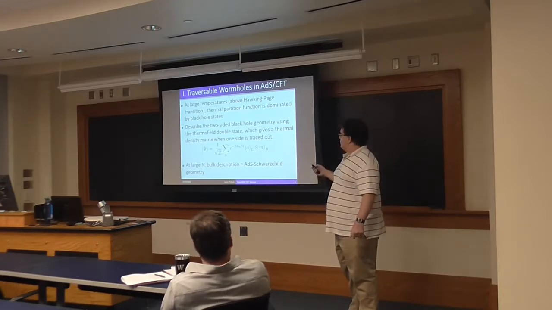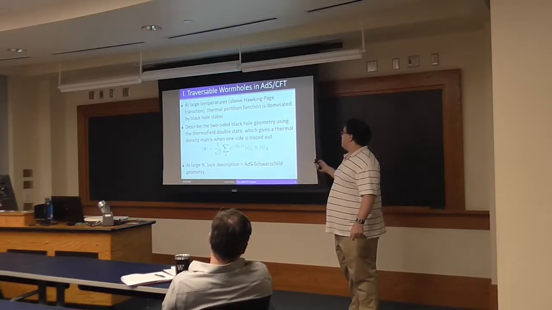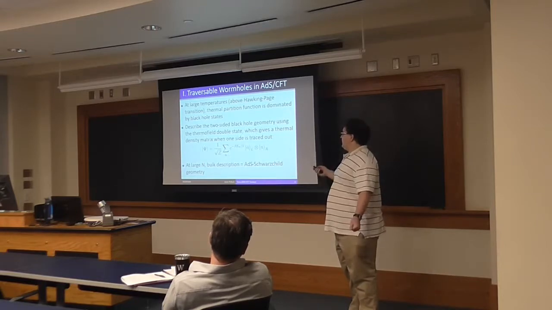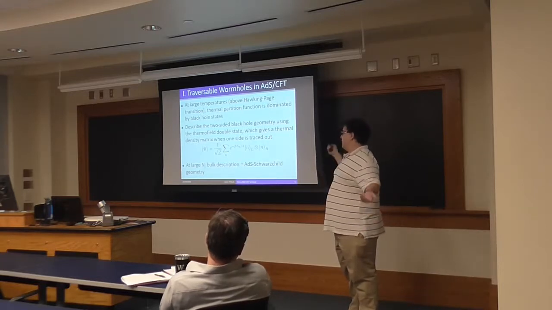All right, so now that I've told you why hopefully you should care about what I'm doing, let me actually fill in some of the details. So the traversable wormhole story starts with some basic observations about holography. So in particular, we've known for a long time that above the Hawking-Page transition, if you have thermal AdS, most of the states in thermal AdS with high enough temperature look like black hole microstates, or they're macrostates that look like black holes.